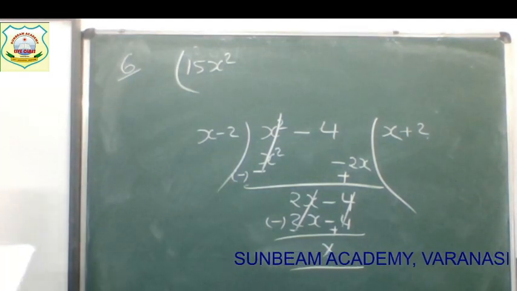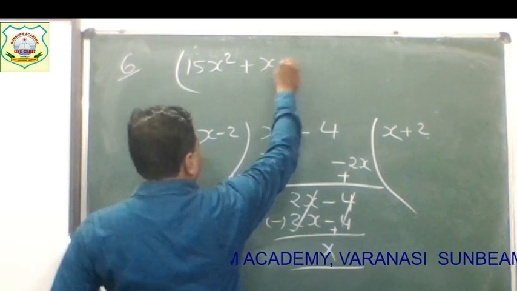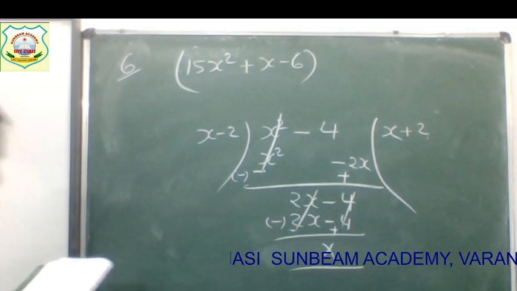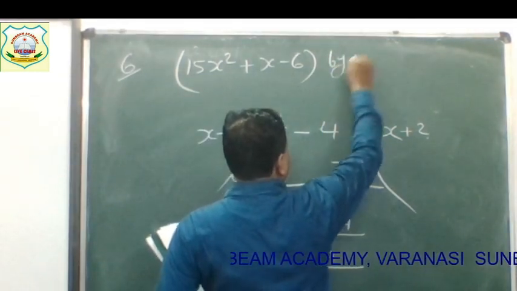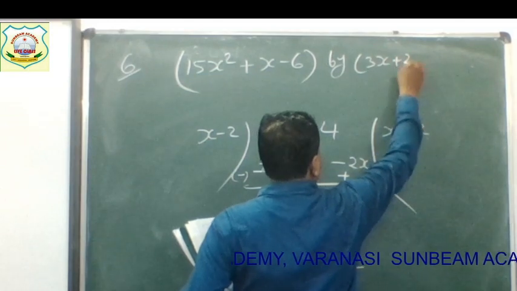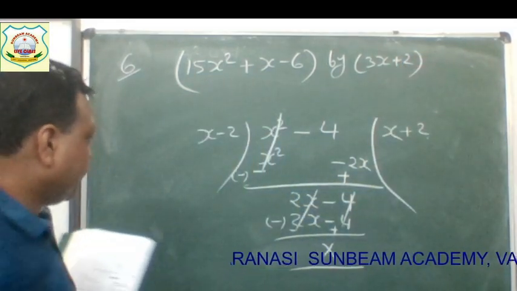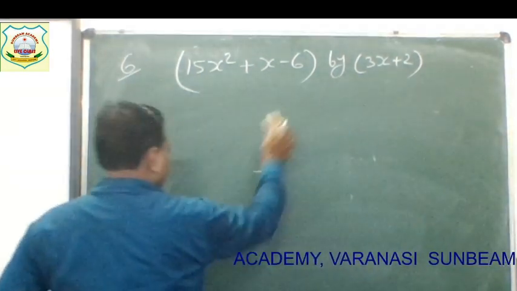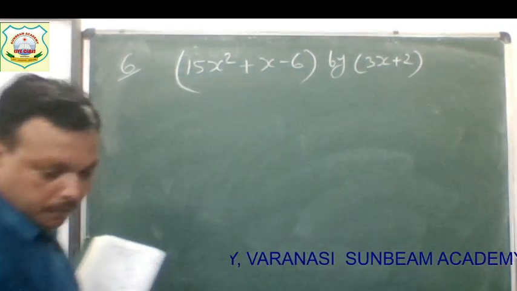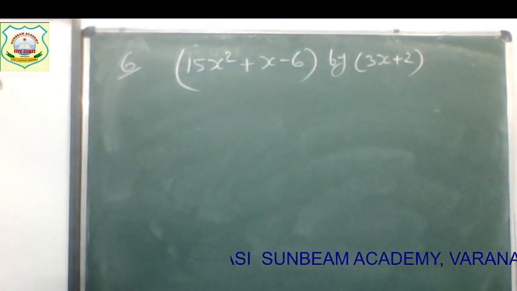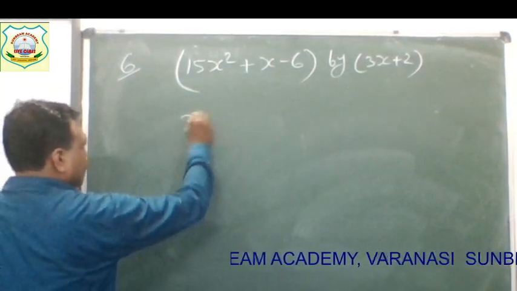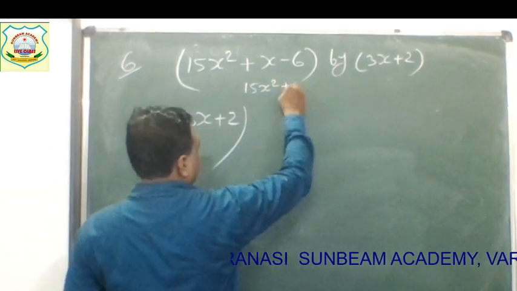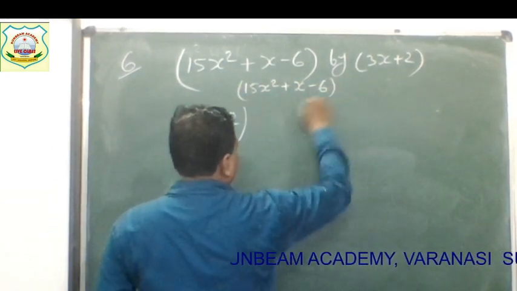x square plus x minus 6. Next one is given 3x plus 2. We will pull it off. Students, similar to this one, 3x plus 2. First right here, 15x square plus x minus 6, and see also 2 and 1.